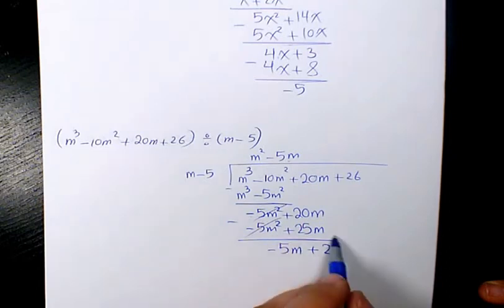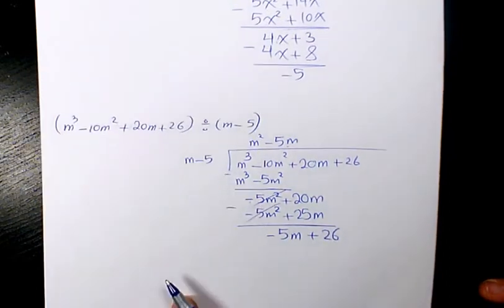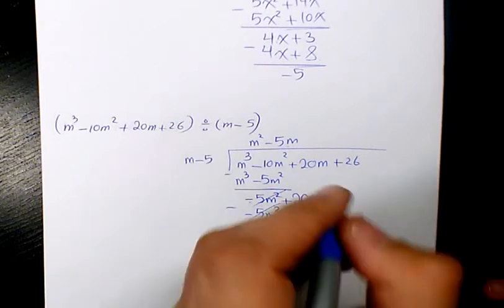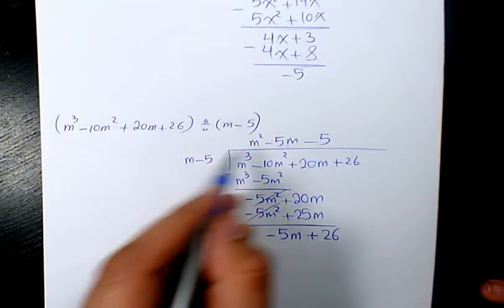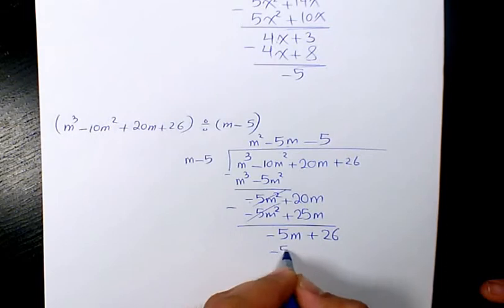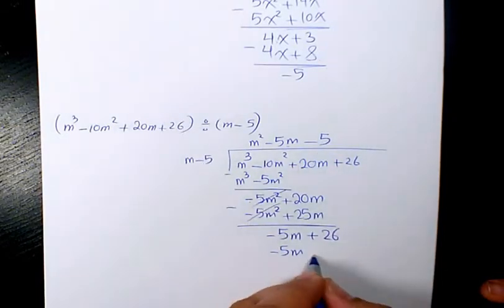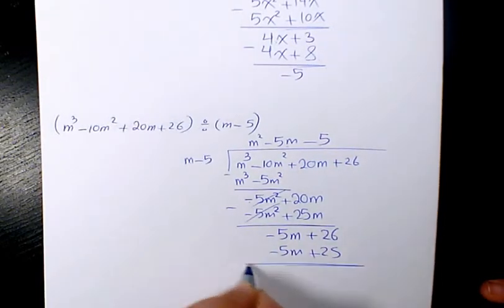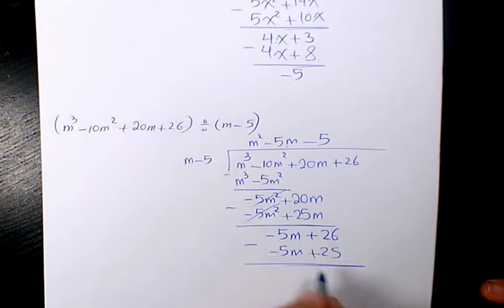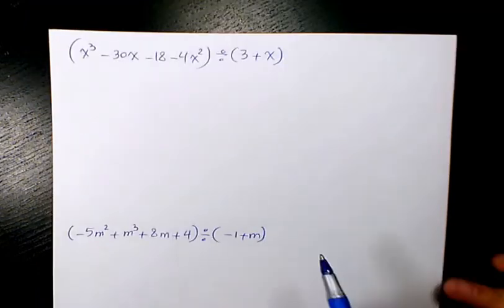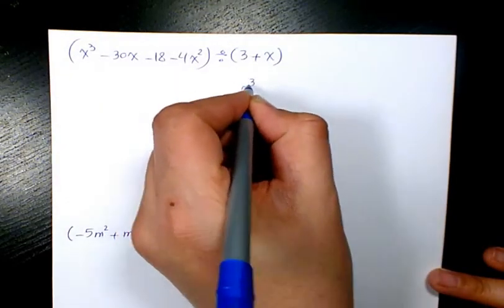Again, be careful, you need to always have two terms in here because of these two terms. Negative 5m divided by m is going to be negative 5. Then you multiply it, it's going to be negative 5m. Negative 5 times negative 5 is going to be positive 25. Subtract it again, it's going to be just 1. That's the remainder.